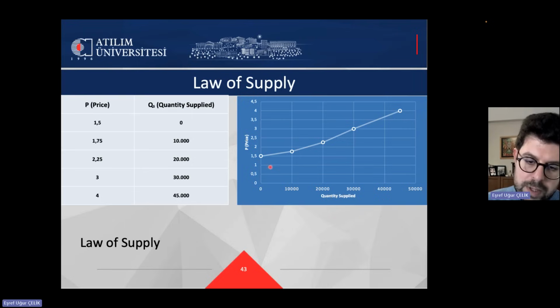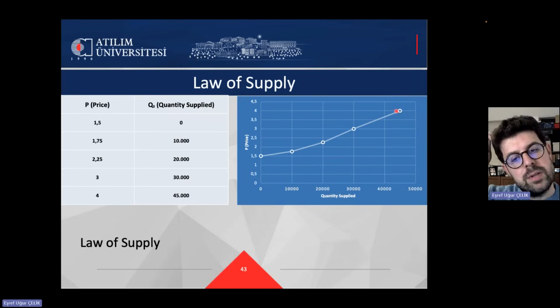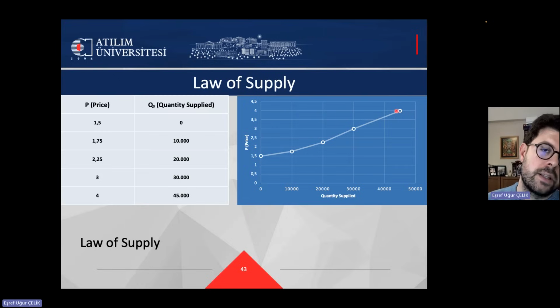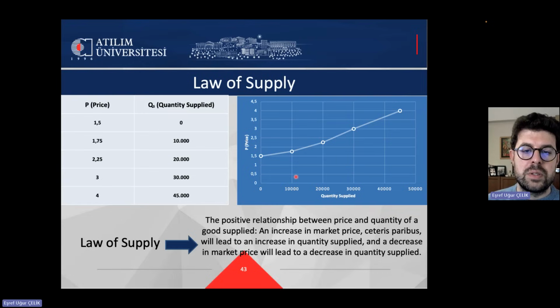Let's look at the shape of supply. It's like that. The slope is positive. So where does it come from? That comes from the law of supply. But where can we get it? By looking at the relationship between price and quantity supplied. The relationship between price and quantity supplied is positive. That is called the law of supply, and that shows the shape of the supply curve.